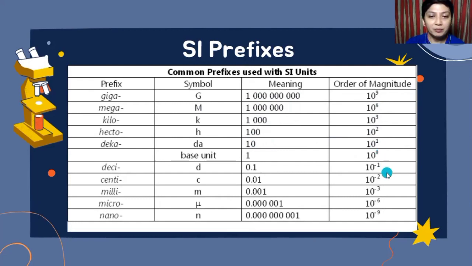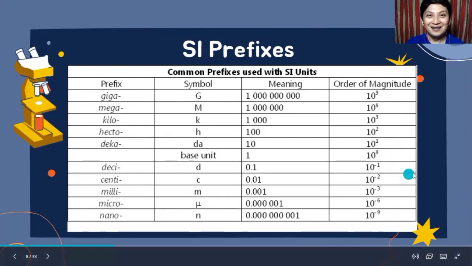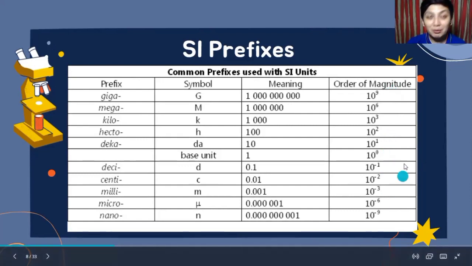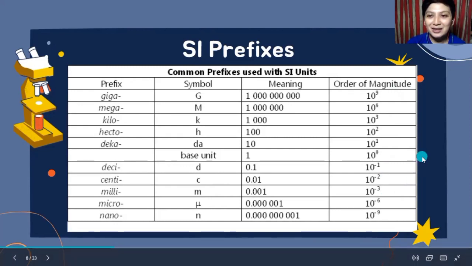And on the other side, when decreasing, you use negative exponents. By the way, these are superscripts. When you see numbers on the top of a number, that's a superscript. The numbers at the bottom of a number are subscripts. So we have negative 2, negative 3, negative 6, negative 9, and so on. When you go up from the base unit, it increases in number. When you go down from the base unit, it decreases in number.